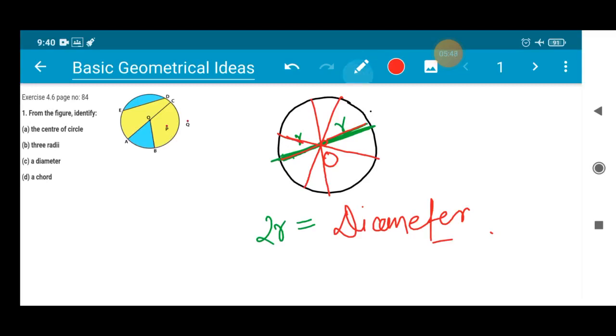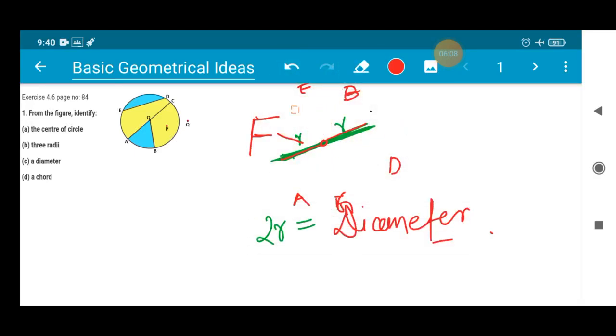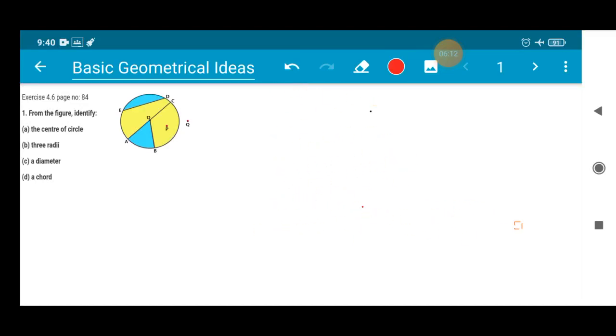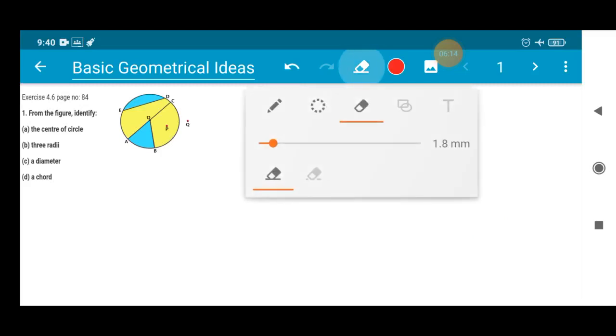Suppose I give names here: O, A, B, C, D, E, F. So AB is a diameter. Suppose here E, so F. FD is a diameter. Suppose here G. GE is a diameter. So double the radius, you'll be getting the diameter. So diameter is a line segment that always passes through the center.